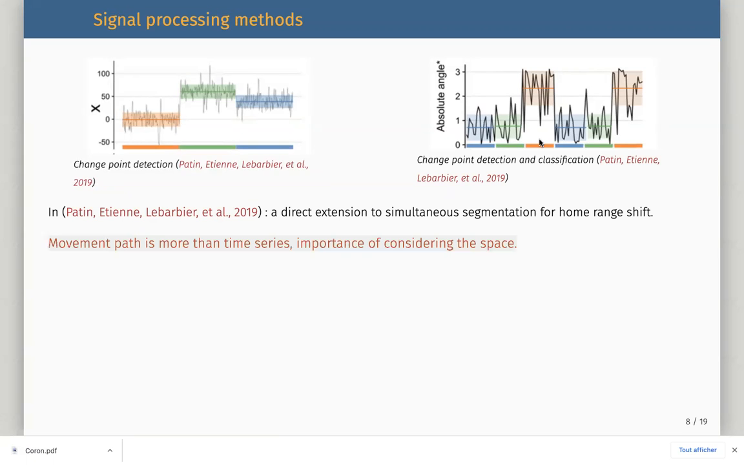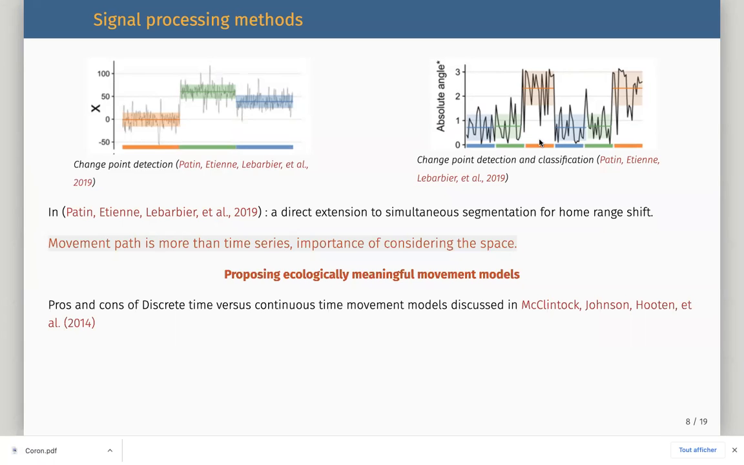So we would like to propose, first, to consider the movement not only as a time series, but as a time series which is evolving in a spatial space. So we have to account for the spatial dimension also. And we also would like to present some more meaningful movement models.